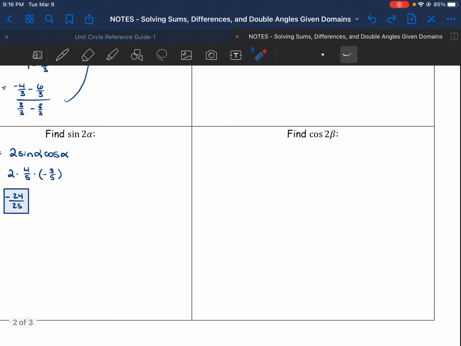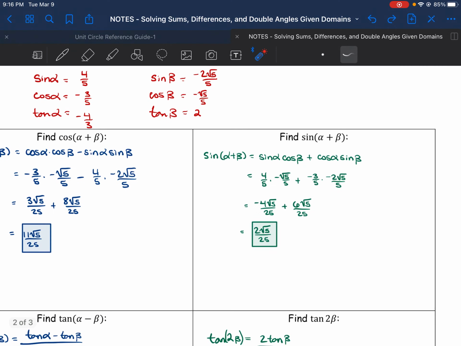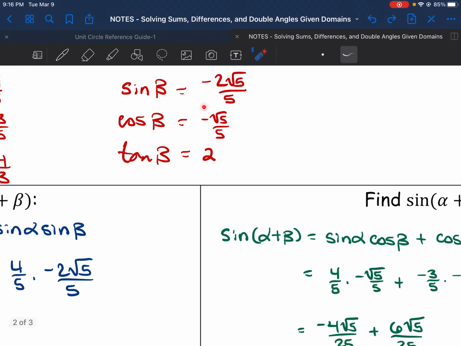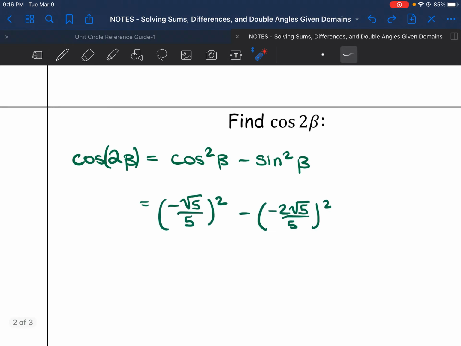All right, and our last problem in the notes, let's try to calculate the cosine of 2 beta. So cosine of 2 beta, we know is equal to cosine squared beta minus sine squared beta. Again, that's a result that we proved in the previous lesson. And let's go and look at cosine beta and sine beta. So cosine beta is negative square root of 5 over 5, and sine beta is negative 2 square root of 5 over 5. So we're going to get some square roots practice here.